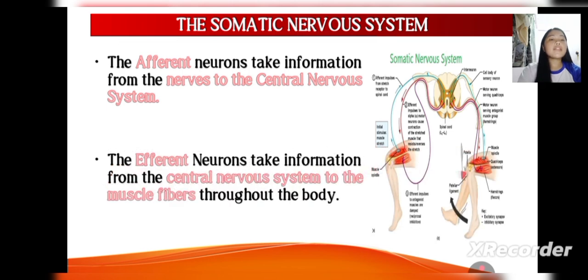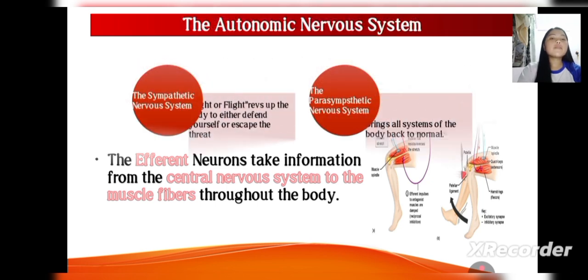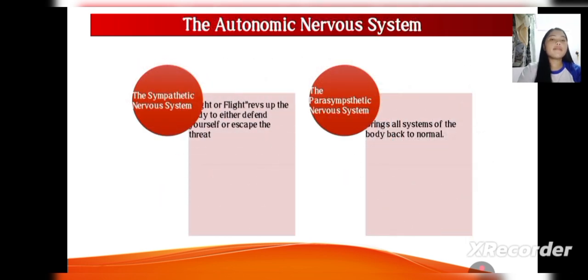The somatic nervous system has two types, the afferent neurons and the efferent neurons. The afferent neurons take information from the nerves to the central nervous system, while the efferent neurons take information from the central nervous system to the muscle fibers throughout the body. Let's move to the autonomic nervous system.